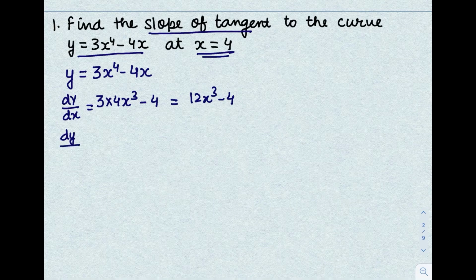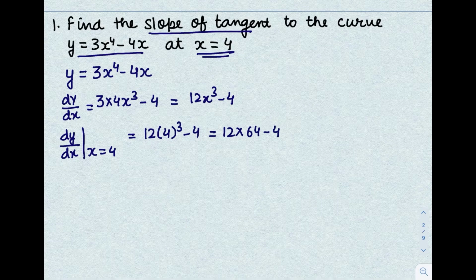We have been given dy by dx, and we have been given a point, that is x equals to 4. Replace x as 4 in the given dy by dx. 12 times 4 cube minus 4, it becomes 12 multiply 64 minus 4, that is 768 minus 4, that is 764. This is the required slope of the tangent.